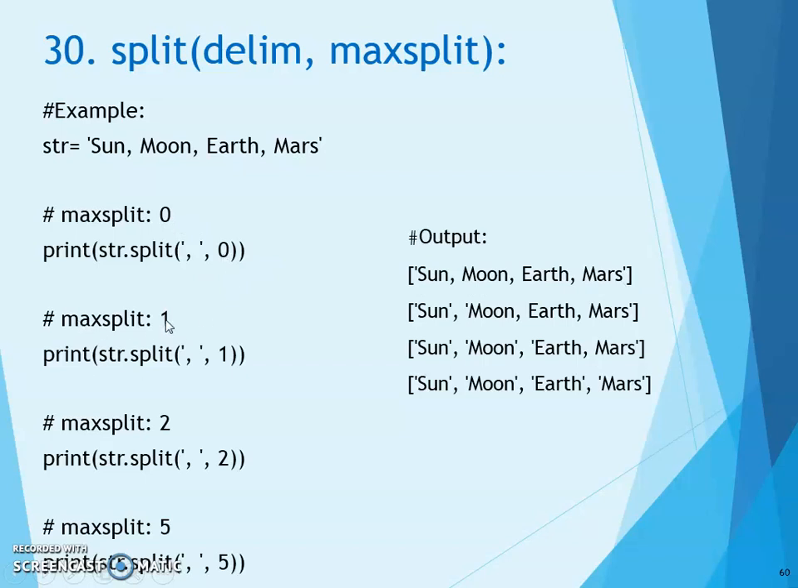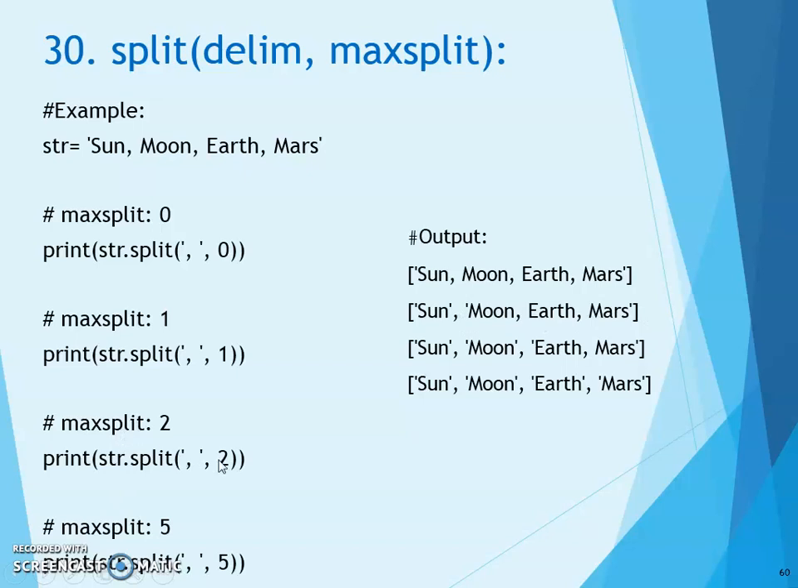If the max split is 1, it means we want to split it only once. Once means it will be divided into 2 parts, and the first part will be separated by this comma and space. So the first comma comes here, and the space. So this Sun will be stored as the first part and these 3 words will be stored in the second part, as we want to split it only once. We are splitting it only once at this position, where on the left one part will get Sun and the other part will get the other 3 words.